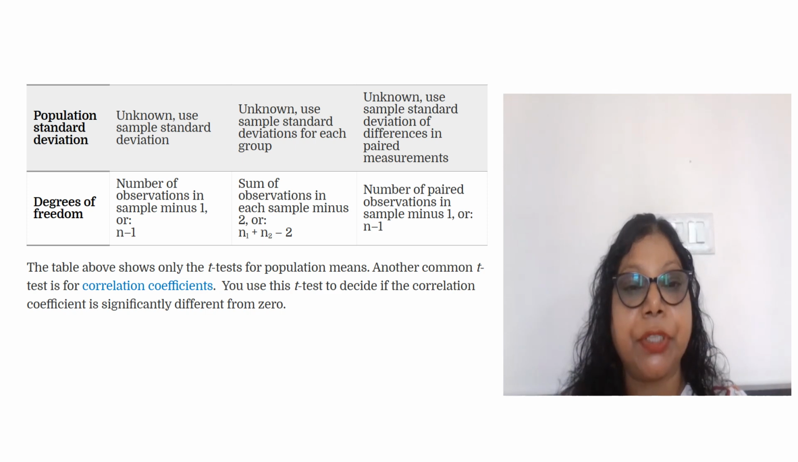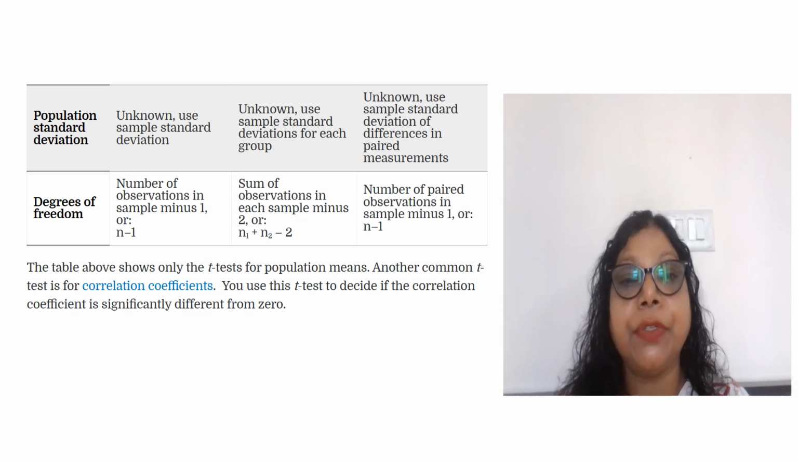Another very important parameter which can decide which t-test to be used is the population standard deviation. So if the population standard deviation is unknown, in single sample t-test, we will use the sample standard deviation. And for two sample t-test, we will use the standard deviation for each group. And for paired t-test, we will use the sample standard deviation of differences in paired measurements.